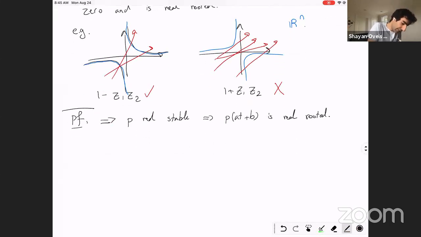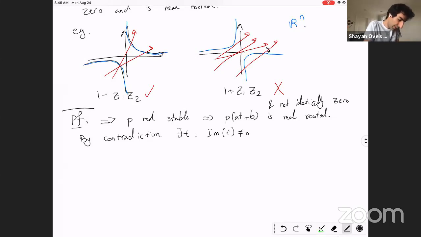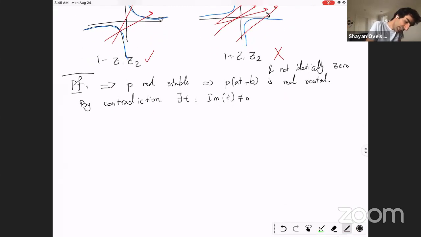Okay, so say by contradiction, suppose not. Then there exists T, which has imaginary value not equal to 0, such that, actually I want to say it's real rooted and not identically 0. So there is T with non-zero imaginary value such that P of AT plus B is 0. So it has a complex root.